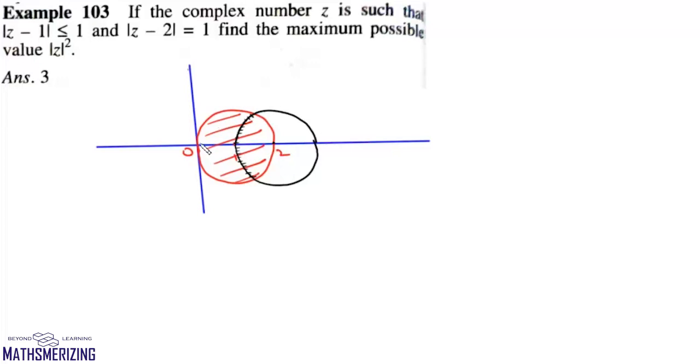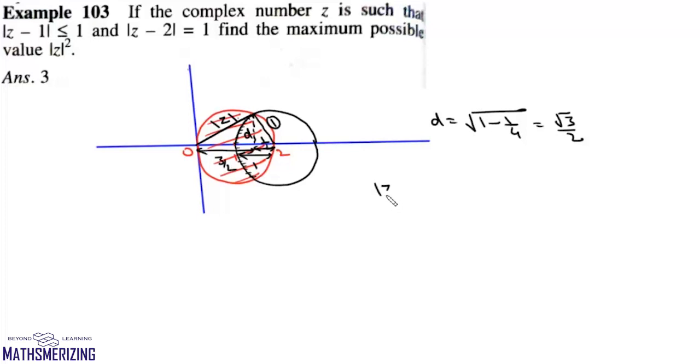Now we know that maximum value of mod z will occur at this point. So this is maximum value of mod z. Now we drop a perpendicular. This is 1 unit, the radius of this circle, and this length is 1 by 2. So we can find this d. This d will be under root of 1 minus 1 by 4 and will be root 3 by 2. Now we can find maximum value of mod z. Now this is d and this length is 1 plus 1 by 2 and will be 3 by 2.